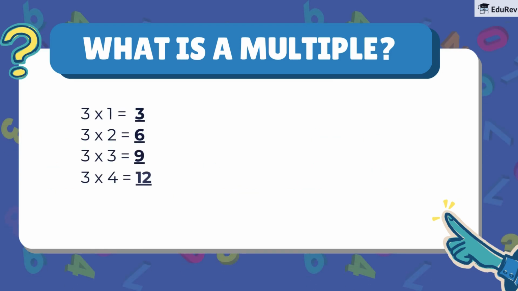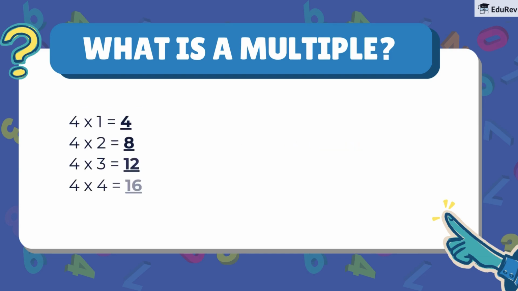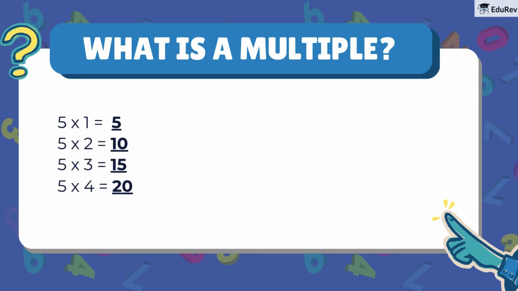Next, consider the number 3. The first few multiples of 3 are 3, 6, 9, 12, and so on. Similarly, for the number 4, we have 4, 8, 12, and 16 as multiples. And for the number 5, we have 5, 10, 15, and 20.